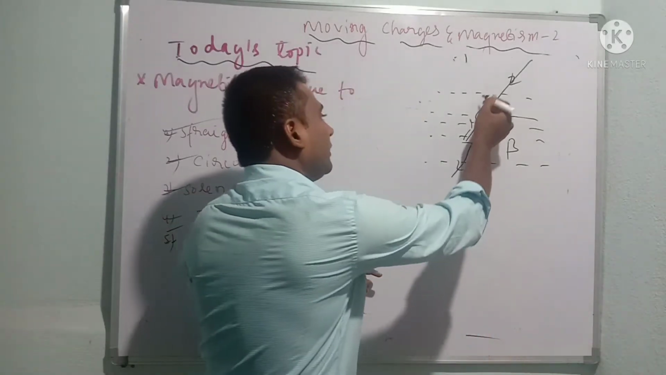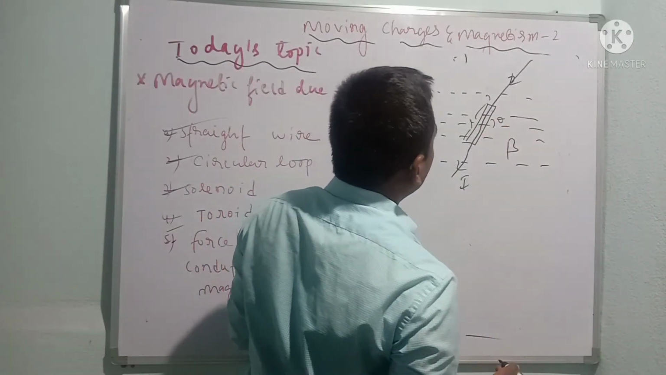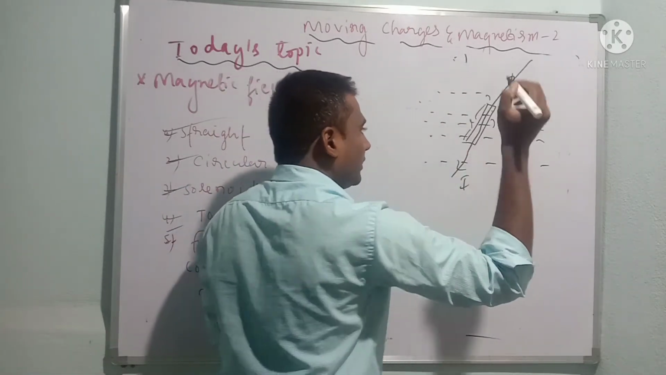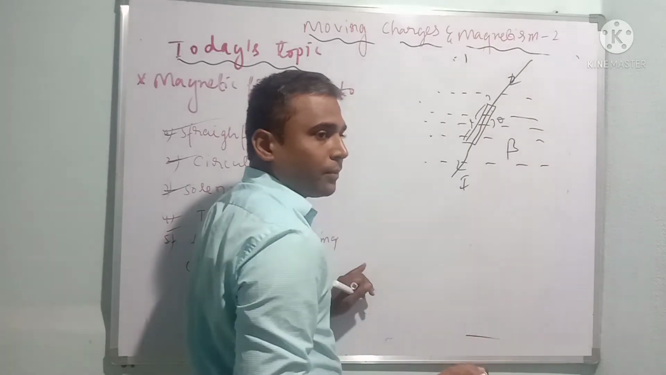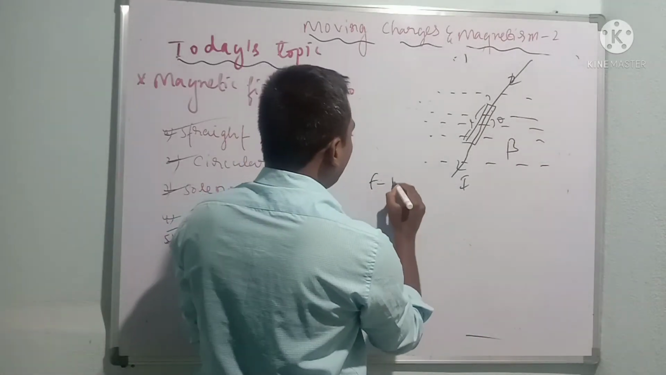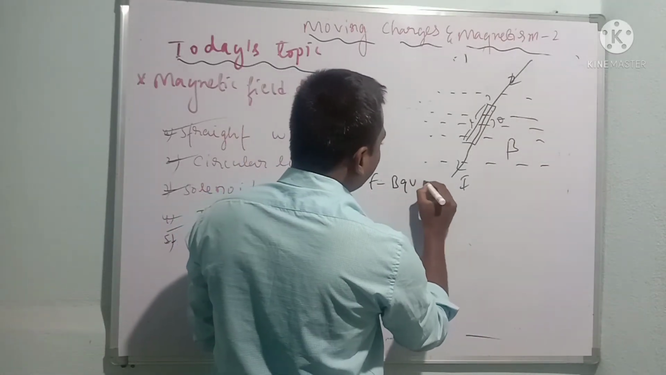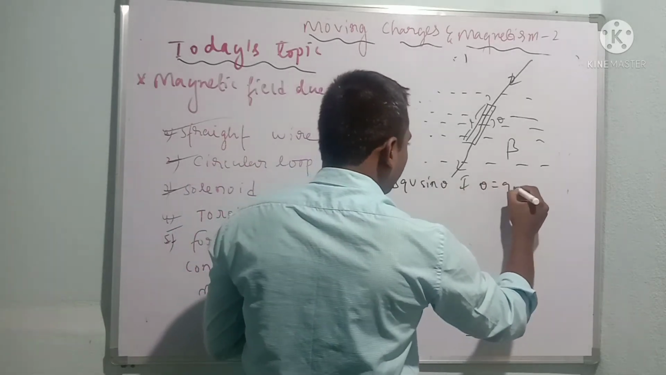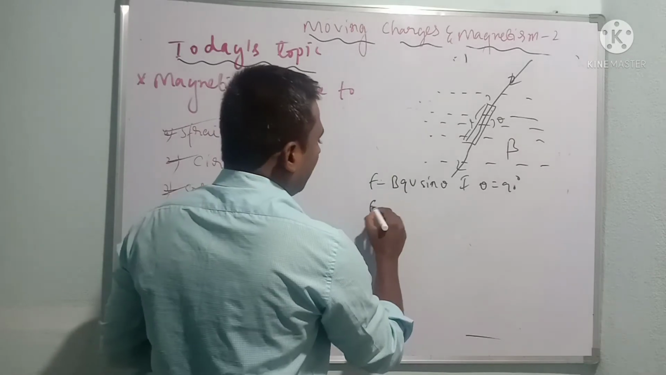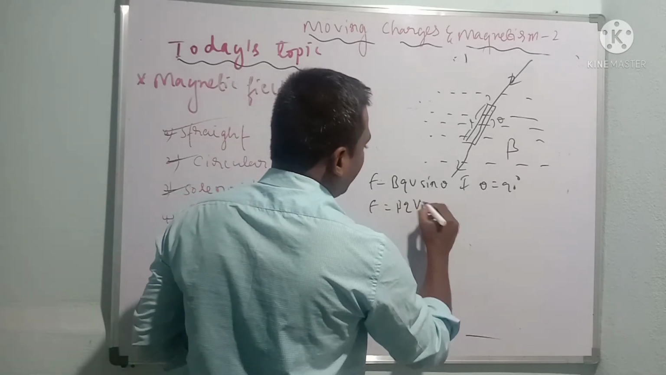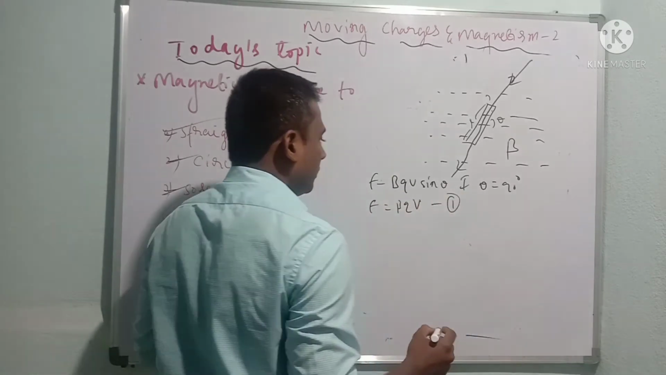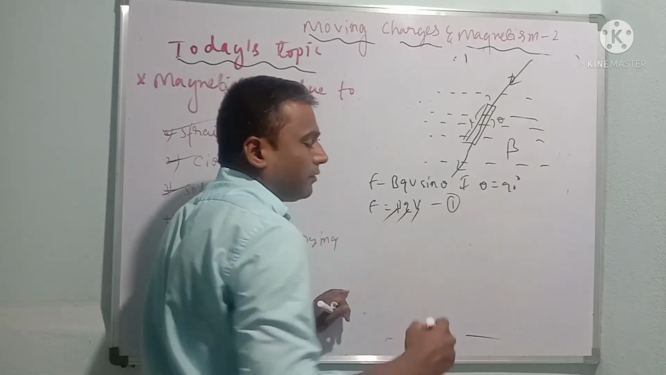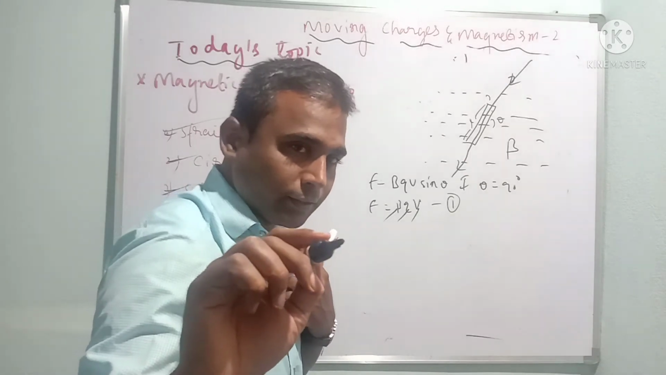Now we know that the magnetic force on a charged particle inside this conductor is given by F = BQV sin theta. If theta is equal to 90 degrees, it becomes F = BQV. This is called equation 1. Here B means magnetic field, Q means charge of the particles, and V means velocity of the charged particles.